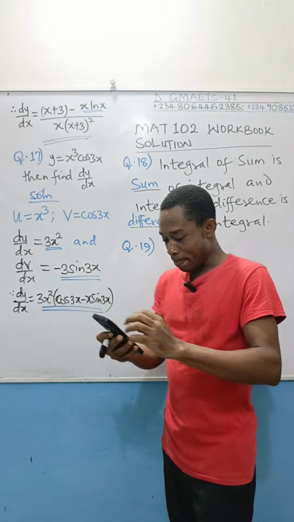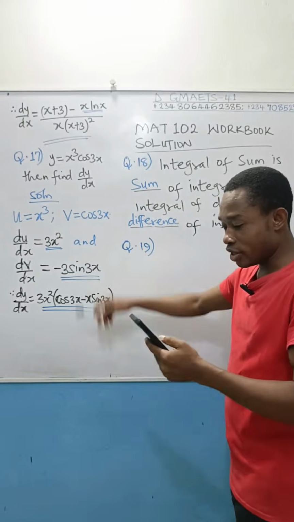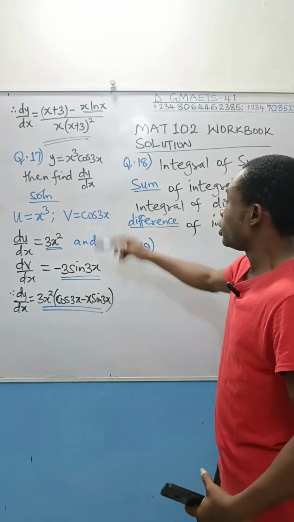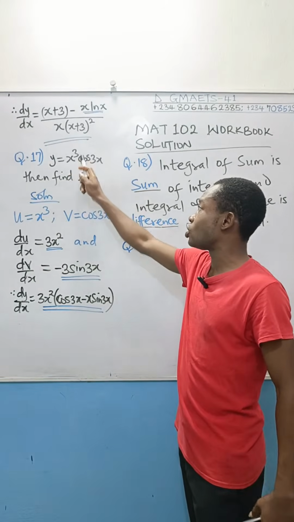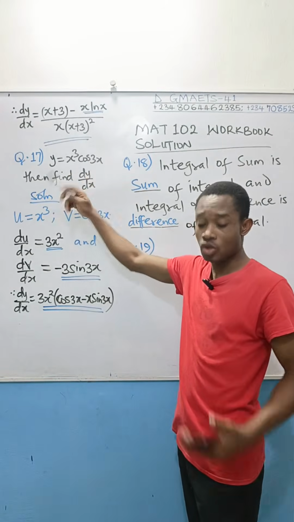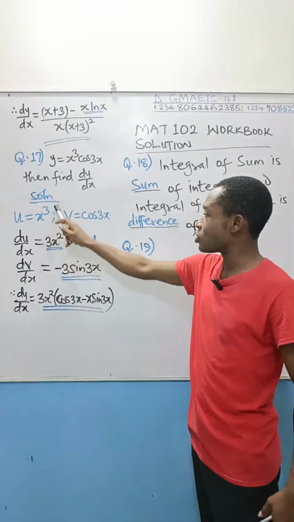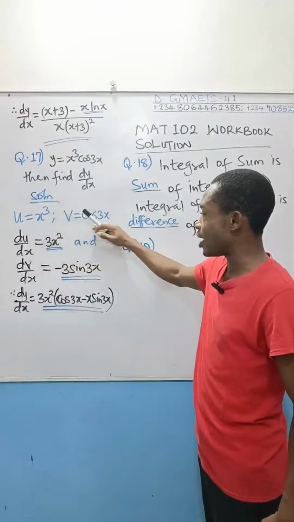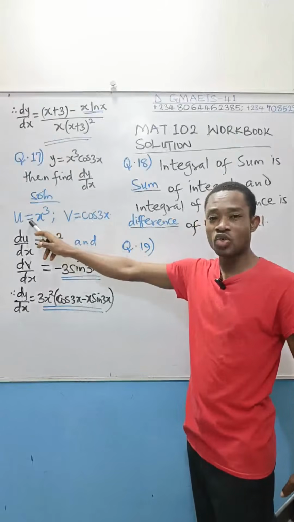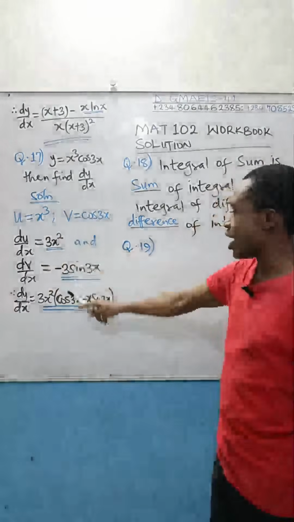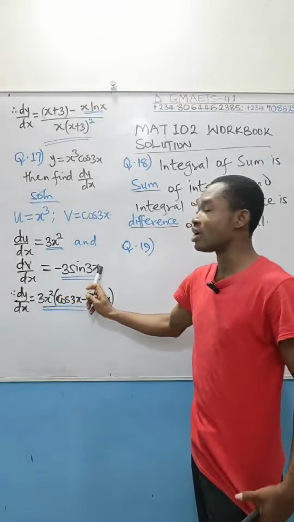Okay, I have this and we're dealing with this particular question. So let us see what we've got here. So y is equal to x cubed cos 3x. Solving this, you use product rule, okay? By product rule, u is equal to x cubed, v is equal to cos 3x. You're expected to write this out. Then differentiate this u with respect to x, you get 3x squared. Differentiate v with respect to x, you get minus 3 sine 3x.